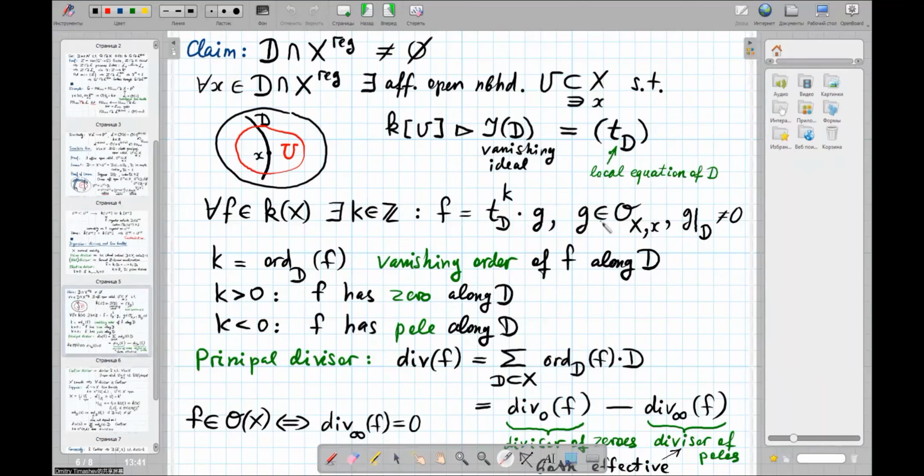It is not true. What is true is that we can factorize in such a way that this g doesn't vanish identically along the divisor. So it may vanish at the point x, but it doesn't vanish identically along D in the neighborhood where g is defined. So we cannot make g non-vanishing at x. G may vanish at the point x, but the point is that g does not vanish along this divisor identically.